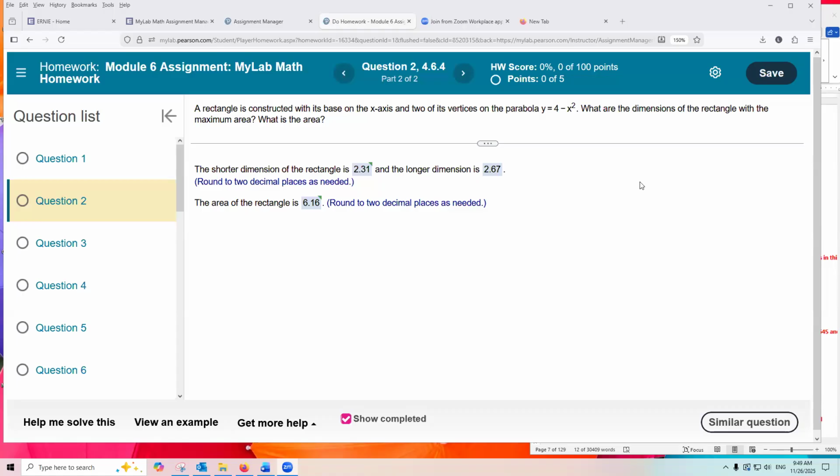Let me do a few examples here, and hopefully this helps you get up and running in the homework. Let me come here to number 2. It says a rectangle is constructed with its base on the x-axis and two of its vertices on this parabola y equal 4 minus x squared. What are the dimensions of the rectangle, and then what is the maximum area?